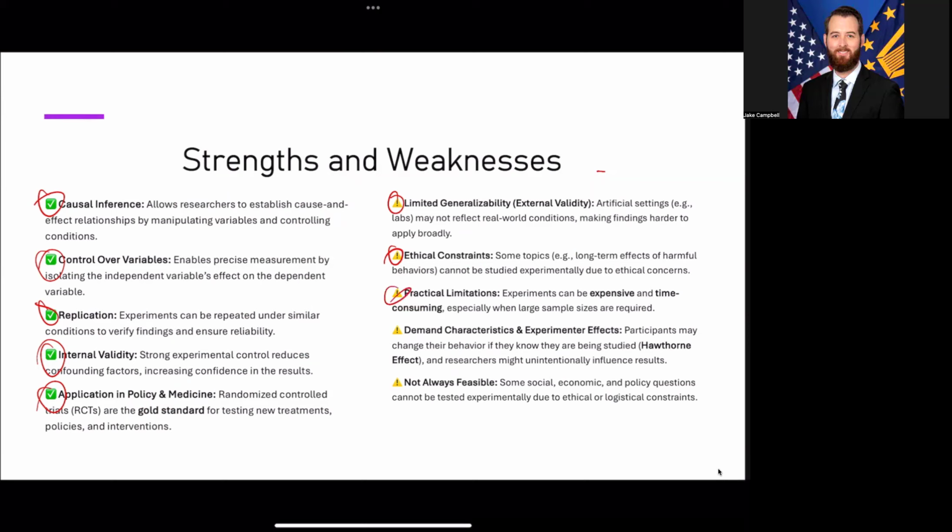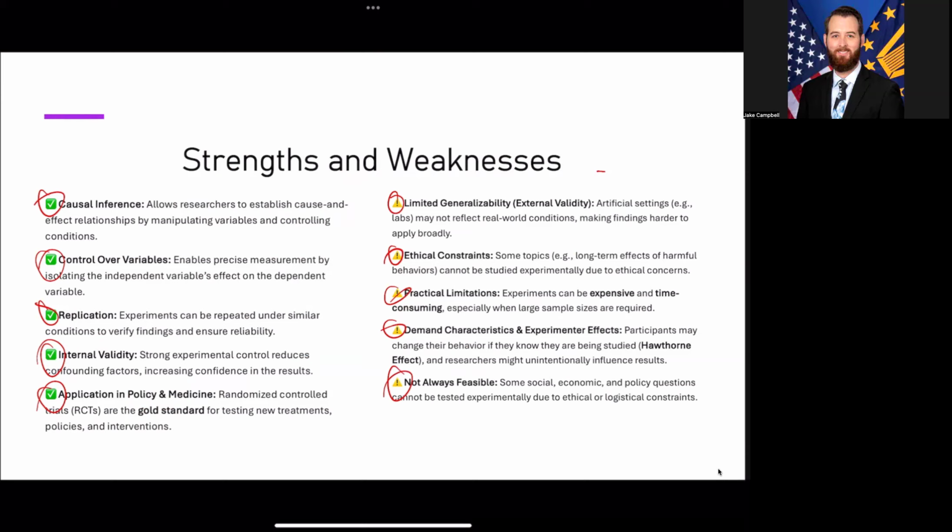There are also some characteristics about the participants we should be concerned about, things like the Hawthorne effect. Someone knowing that they're being studied in an experimental setting might result in them doing something different than they might otherwise do, right? And then sometimes, economic and social policy questions, things that matter on a large scale socially, right, are very difficult, if not impractical, to study with an experiment, right?